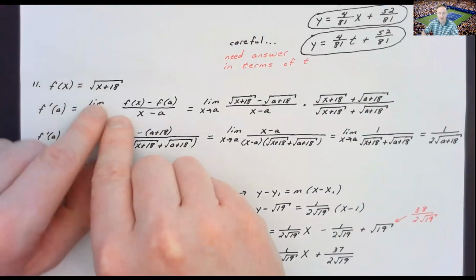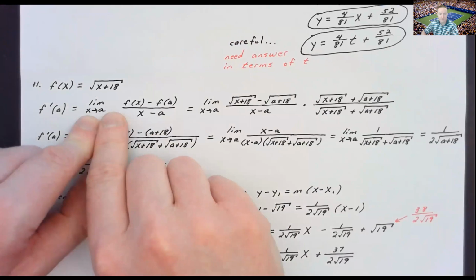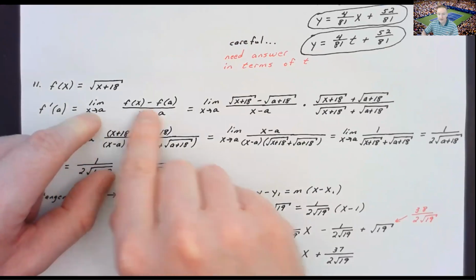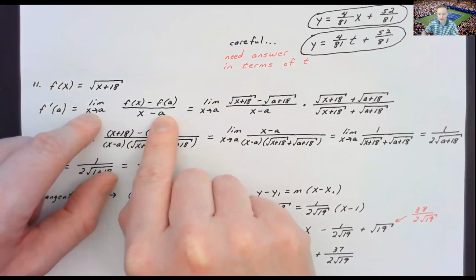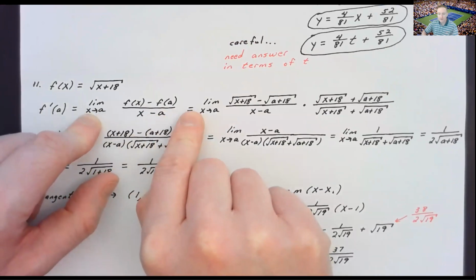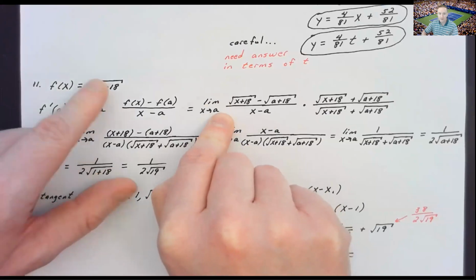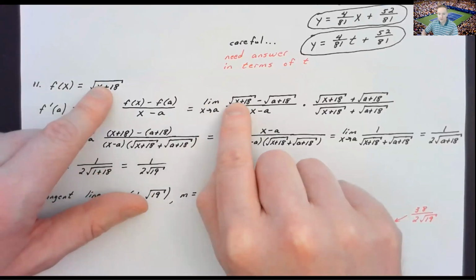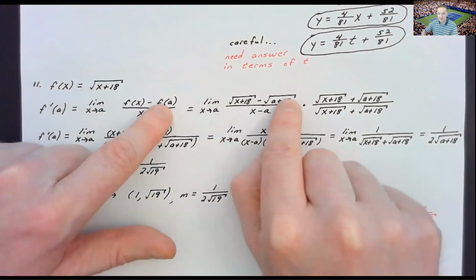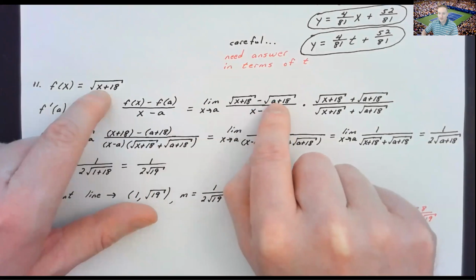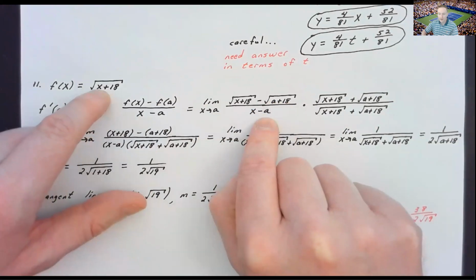So I said, well, my other limit definition of a derivative is that the limit as x approaches a of f of x minus f of a over x minus a. Well, in this case, this is equal to the limit as x approaches a of f of x, it's just your function, minus f of a, which is your function evaluated at a instead of x. So the square root of a plus 18 all over x minus a.